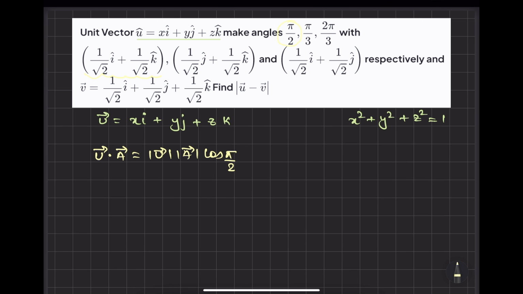Now do u dot a. So i will be multiplied with i, j will be multiplied with j, and k will be multiplied with k. So it is x by root 2 plus 0 plus z by root 2 equals to 0. So can I write x plus z equals to 0? So we got our first equation.